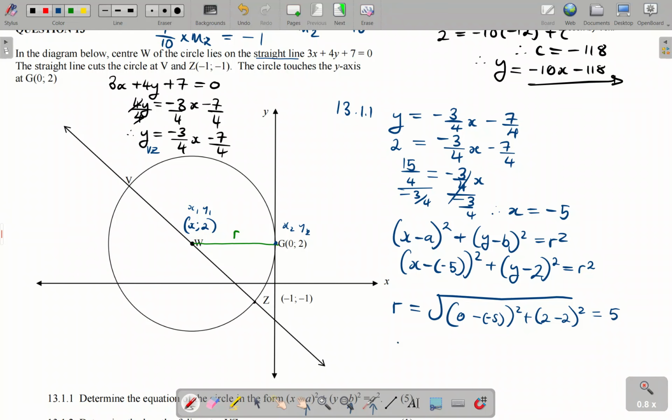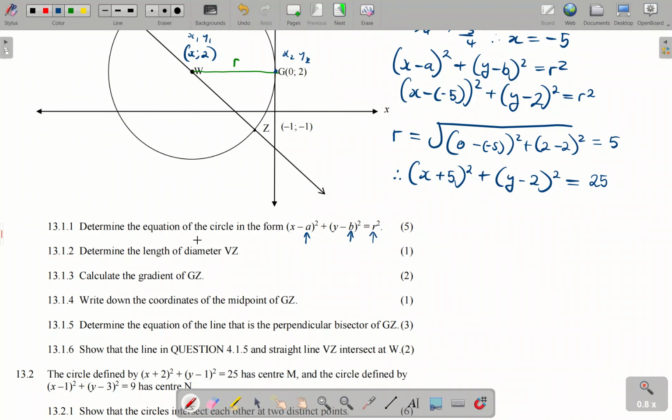So now this tells you that the equation of the circle with center w is simply x plus 5, squared, plus y minus 2, squared, equals 5 squared. This 5 squared is going to give you 25. So now your answer is that.